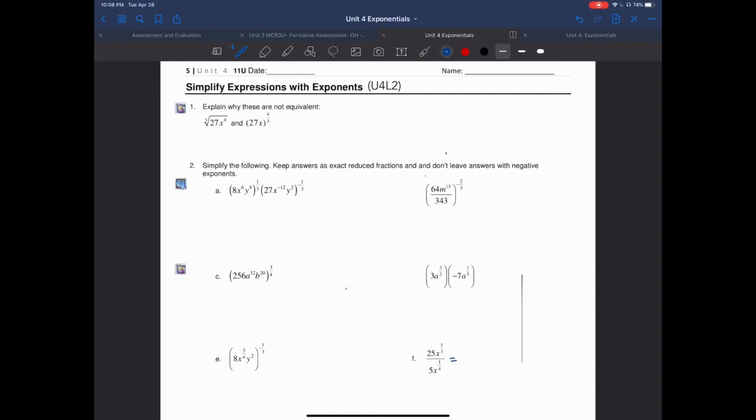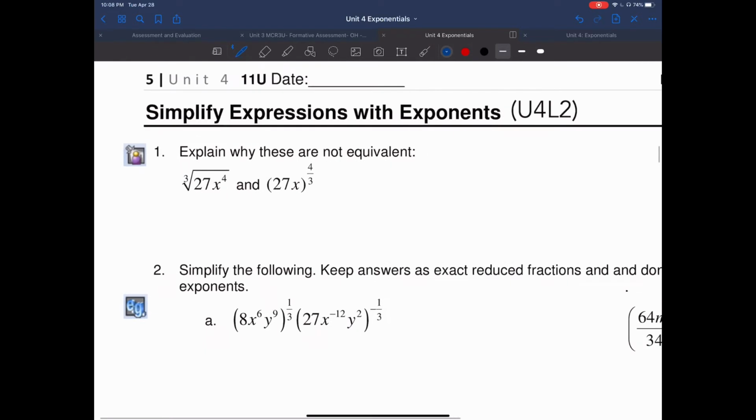Simplify expressions with exponents, unit 4, lesson 2. So notice number 1, explain why these are not equivalent.